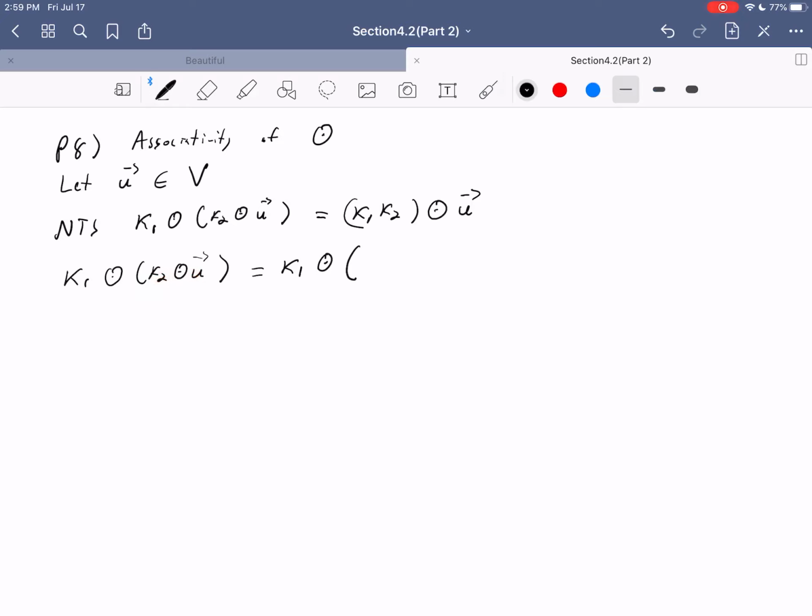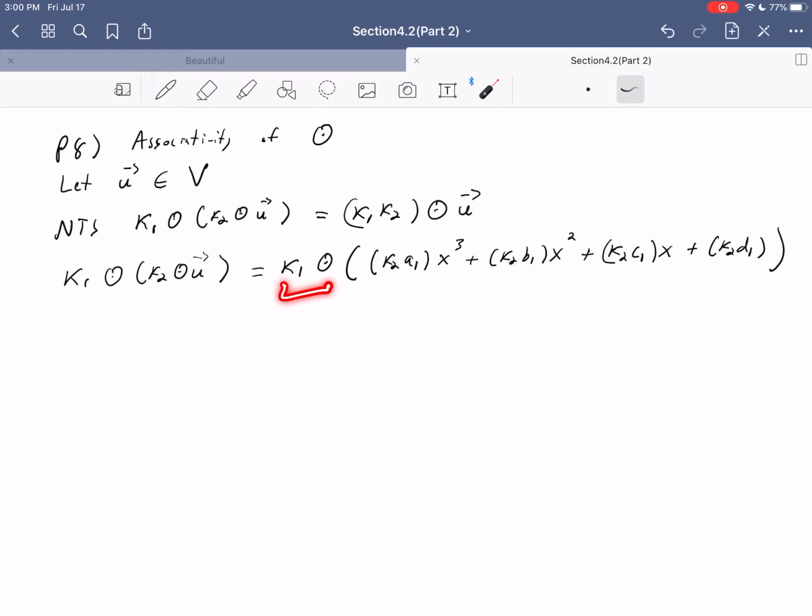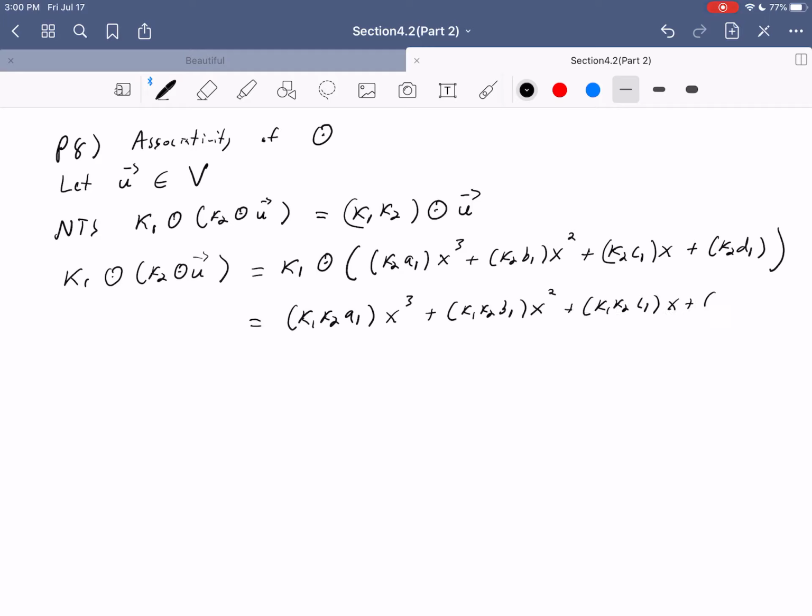So I guess we're going to get parentheses K2 A1 x cubed plus K2 B1 x squared plus K2 C1 x plus K2 D1. And then we know that this scalar is going to just distribute onto each one. So this is going to be K1 K2 A1 x cubed plus K1 K2 B1 x squared plus K1 K2 C1 x plus K1 K2 D1.